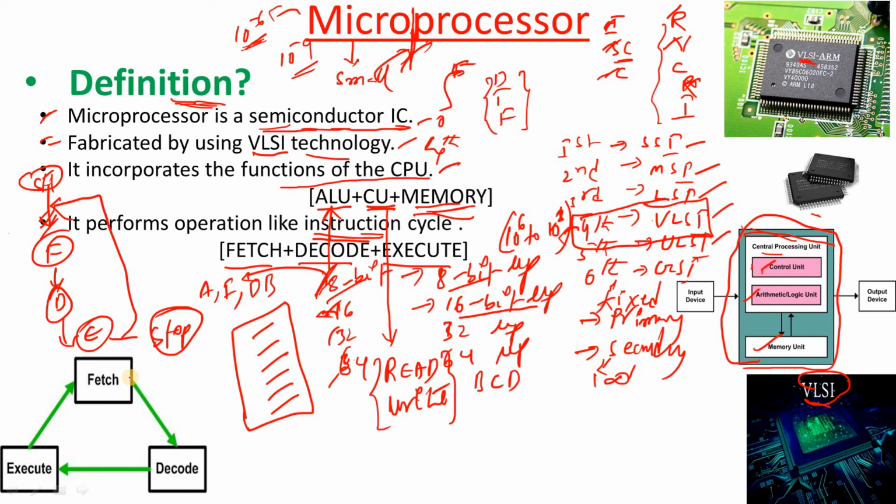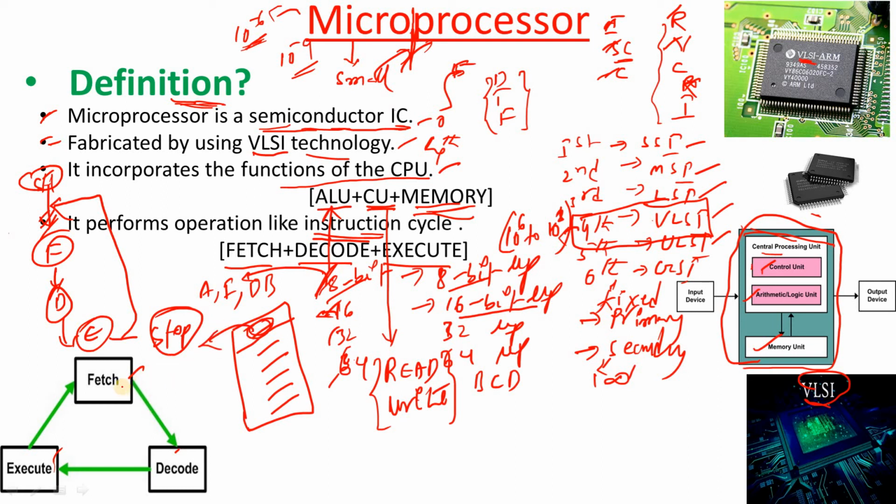Here, first fetch, then decode, then execute. If you want to execute this instruction, it must follow all these steps. Initially the instruction follows the fetch cycle. What is meant by fetch? Fetch means we are reading this instruction from this location. Reading is called the fetch cycle.